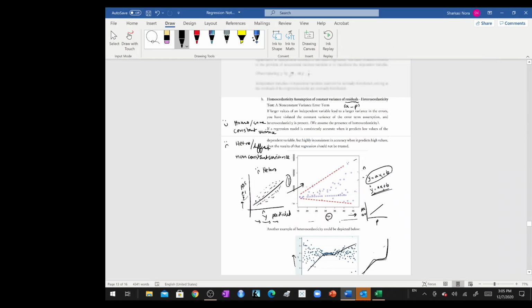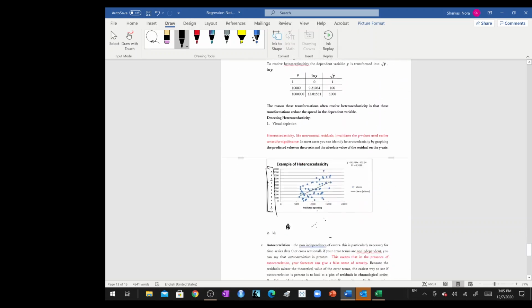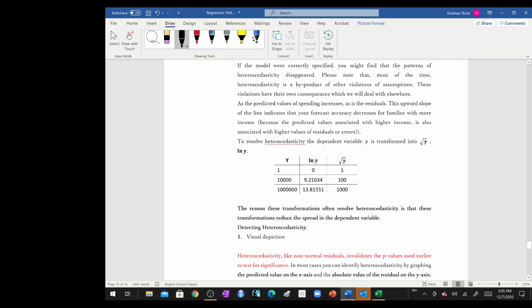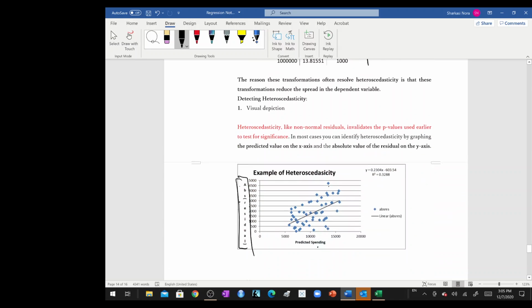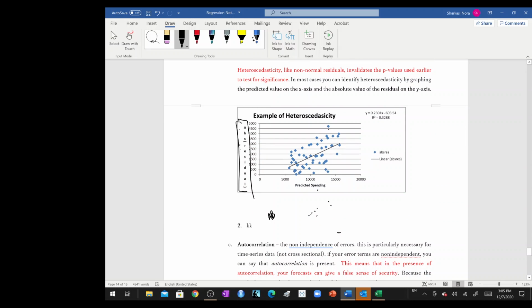All right, next is the third assumption, guys, for linear regression. Over here in my notes, I showed you ways on how to correct for heteroskedasticity. Basically, you can take the natural logarithm of the dependent variable, or you can take the square root of the dependent variable and run the linear regression again and see if heteroskedasticity is still there. If it's not there, then good for you. You can continue to run your analysis.